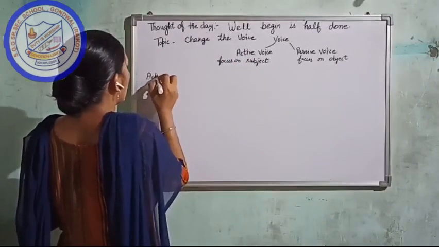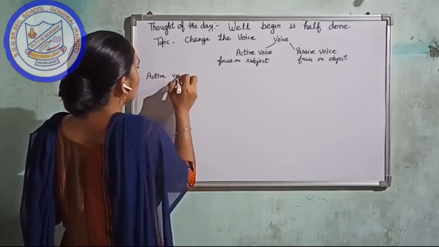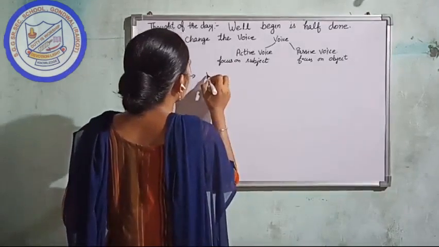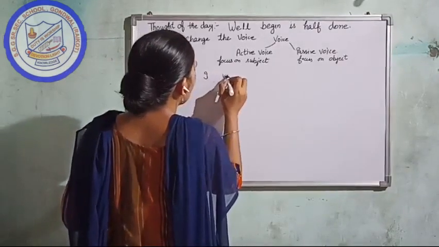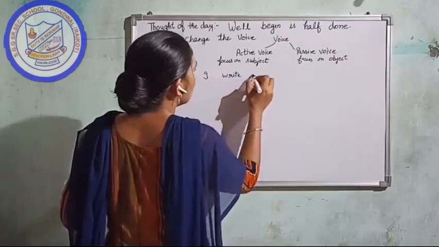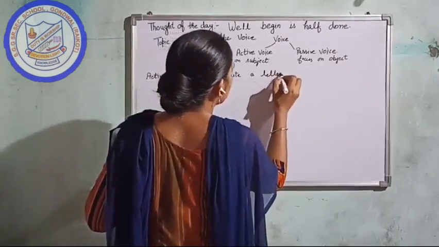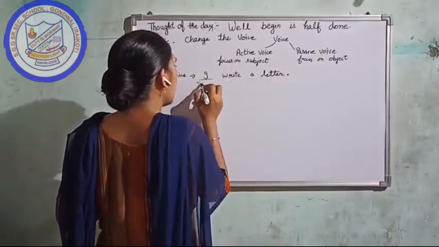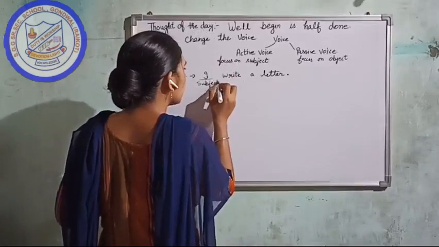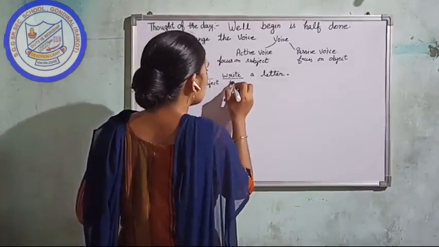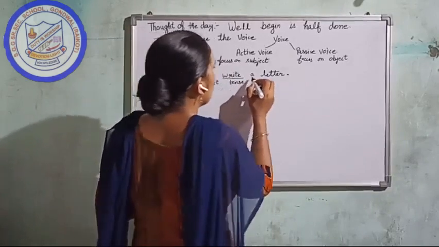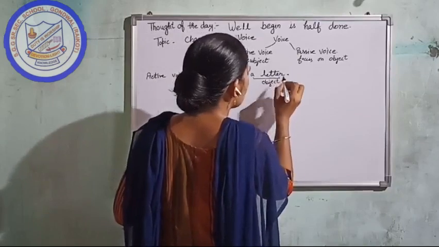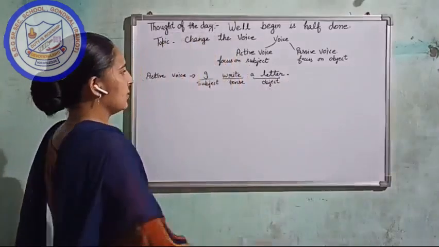In active form, we will write here a sentence. I write a letter. In this sentence, I is working as subject. Write is the tense indicator and a letter is object of this sentence. Is it clear, students? Okay.